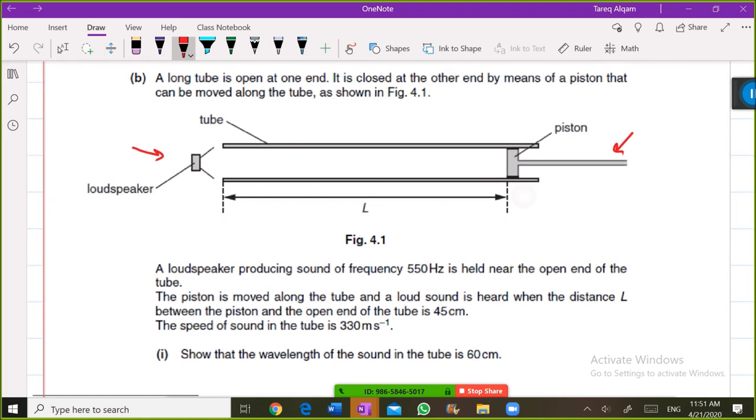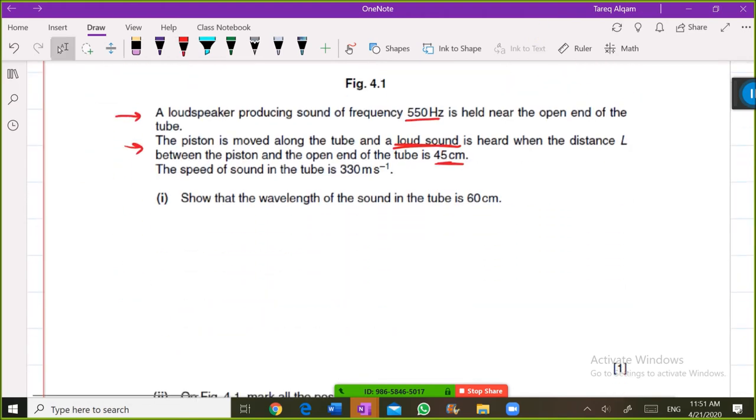The loudspeaker produces this frequency. The piston is moved along the tube. A loud sound means that resonance has taken place when the distance between the piston and the open end is 45 cm. The speed of sound in the tube is 330. Show that the wavelength of the sound is 60 centimeters. Wavelength equals velocity over frequency. Velocity is 330. Frequency is 550. The wavelength must be 60.